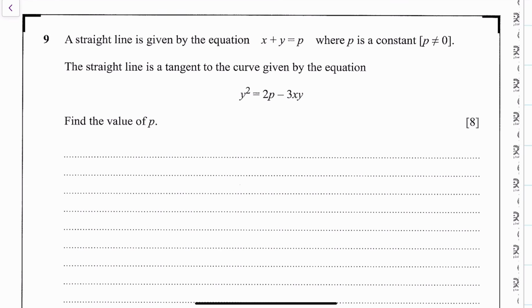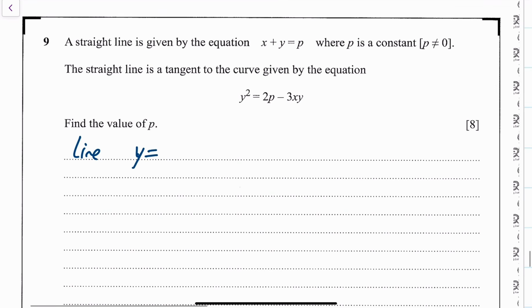The straight line is a tangent to the curve y squared equals 2p minus 3xy. Find the value of p. Okay, right, let's write down what we've got. We've got our line, y equals, making y the subject, minus x plus p. And the curve is y squared is equal to 2p minus 3xy.